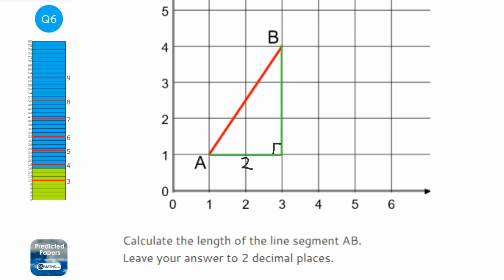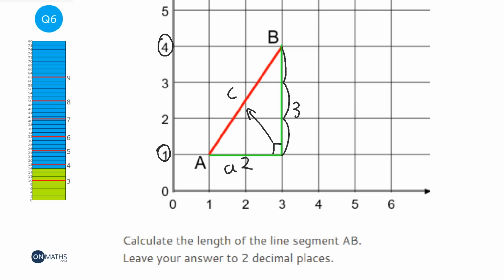And if you don't know that that was 2, let's just do a different method. So to get this other one, 1, 2, 3 jumps up. Or you just know that it goes up to 4, down to 1, 4 take away 1 is 3. So it's a right angle triangle with sides 2 and 3, and we're looking for the third one. Now, the one opposite the right angle is going to be labelled as C. These two, it doesn't matter, I'm going to call that A and that B.